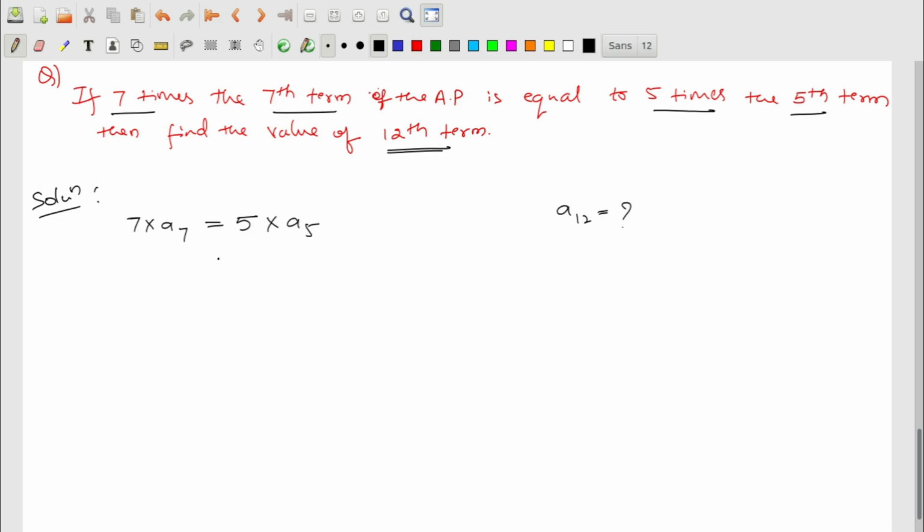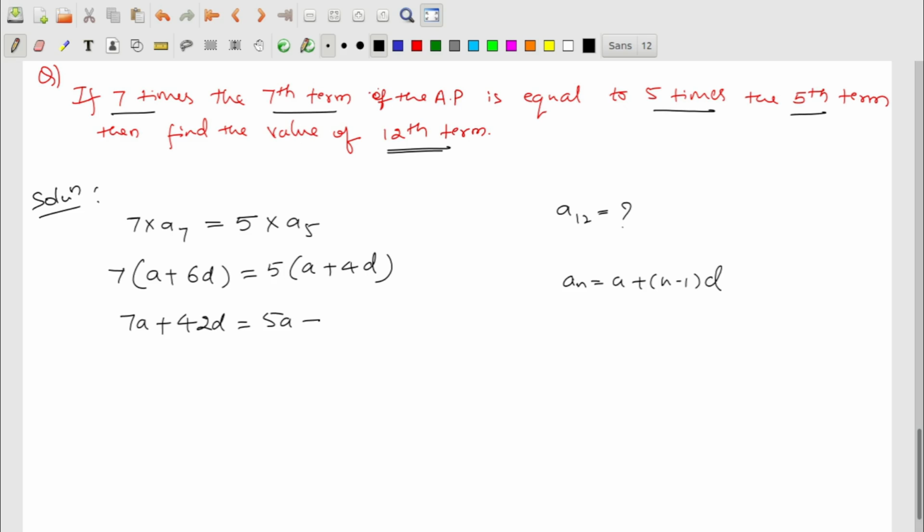So without using any formula, first simplify this. 7 times a7. For a7 and a5, you apply the an formula. What is an? an is equal to a plus (n minus 1) into d, right? So you will get 7 into (a plus 7 minus 1, that is 6d) is equal to 5 times (a plus 5 minus 1, that is 4d). So now you will get 7a plus 42d is equal to 5a plus 5 into 4, 20d.